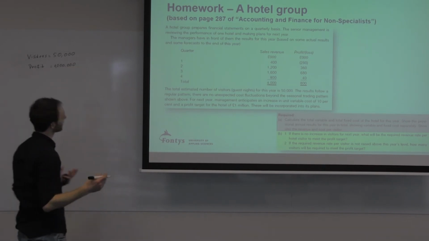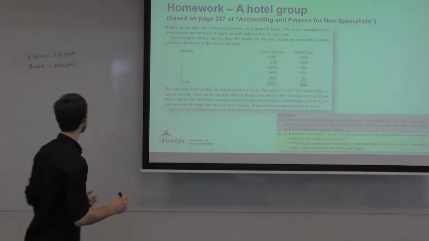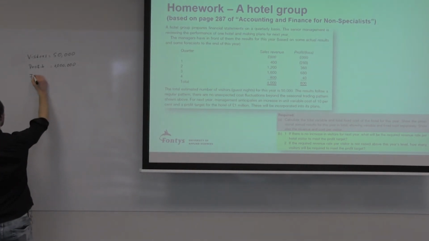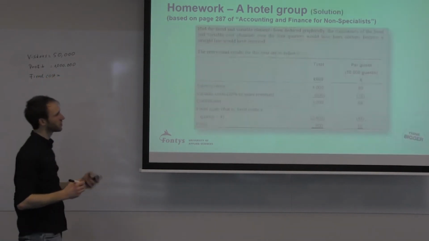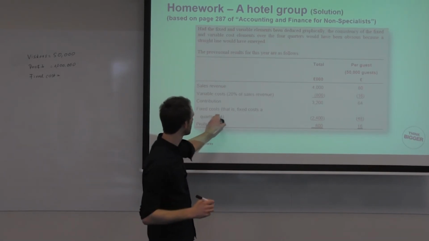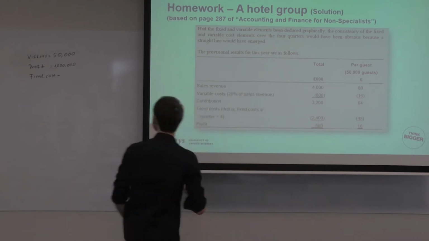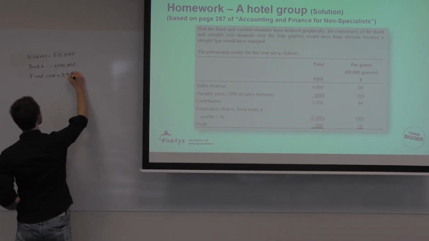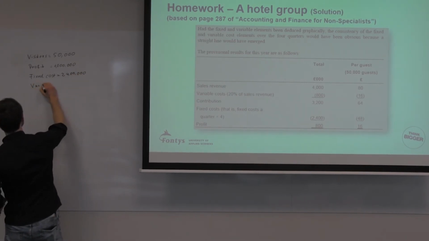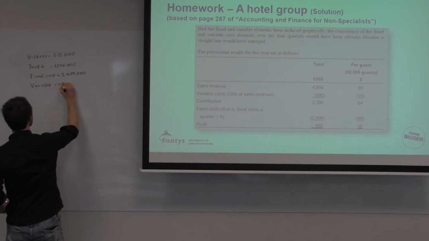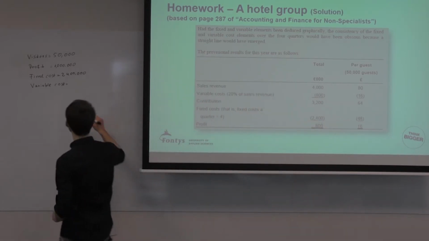And of course, for the target profit formula, now we also need other things, like the fixed costs. We know the fixed costs, like we saw in the other table that we just drew up. And I can just go to that again. The fixed costs are 2.4 million. And the variable cost, as you can see here, variable costs are 16 per guest.